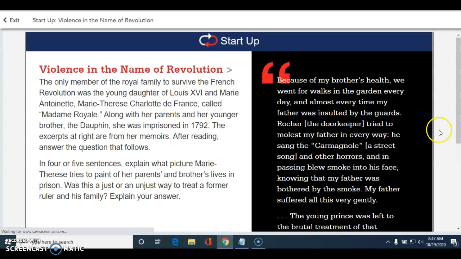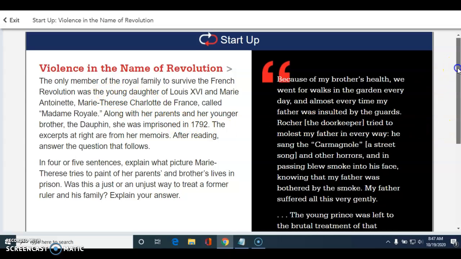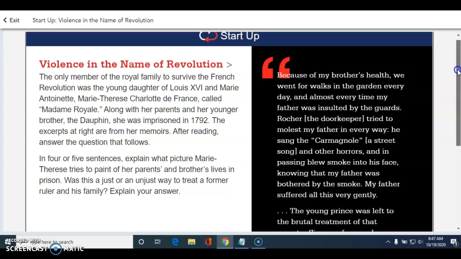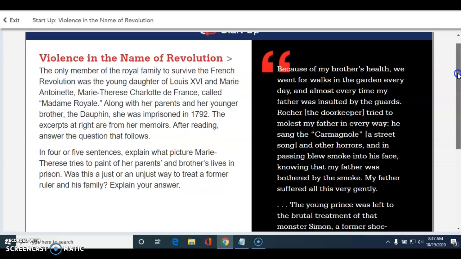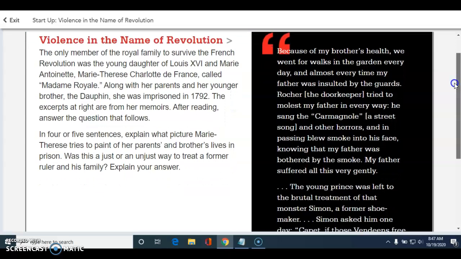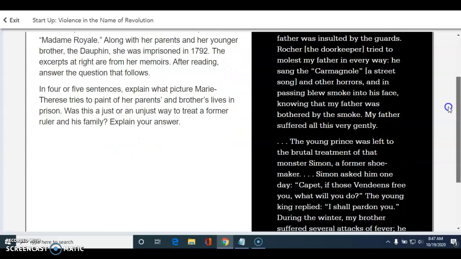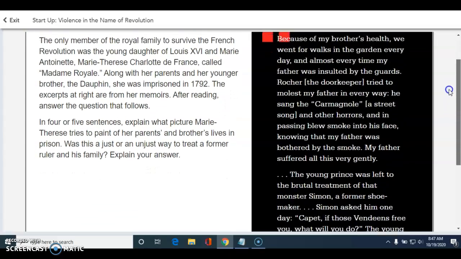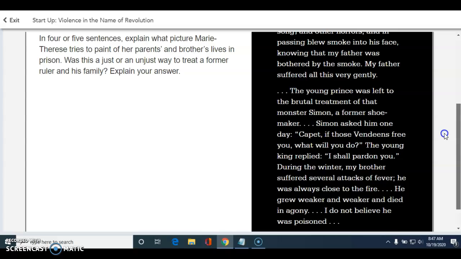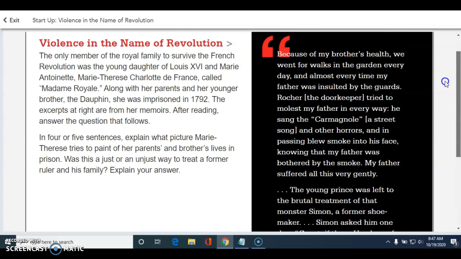So we'll click this here. And the assignment is not that difficult. You can read the assignment. Here are quotes from Marie's daughter, Marie-Thérèse Charlotte de France. And she was a princess. And she kind of explains what happened to her family while they were held prisoners by the revolutionaries.